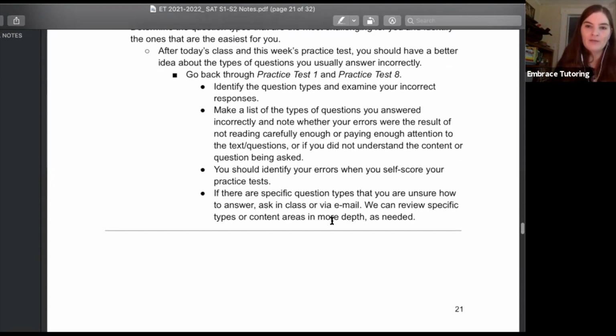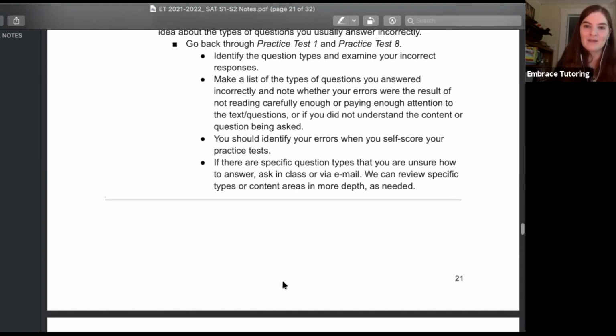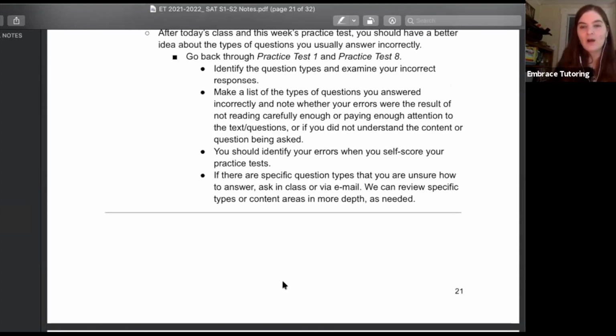So everyone every week should be identifying the question types and examining your incorrect responses. I can't do that for you. You have to do that, and you have to tell me what questions you have each week, or if there are particular ones you want to go over. So I expect everyone to be doing that. So far, we've only had a few questions here or there. Most students seem to have been able to address their own questions, or the answers and explanations have cleared things up for most students.